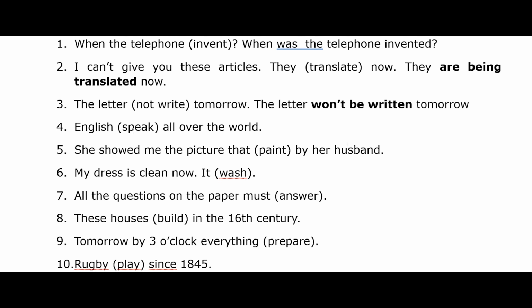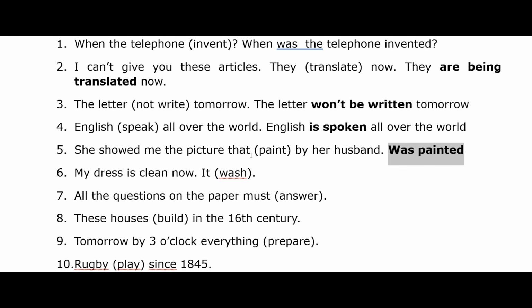Future. English all over the world. The present simple. English is spoken all over the world. She showed me the picture that I think was painted by her husband. She showed me the picture that was painted by her husband. My dress is clean now. It's the result. So we need the present perfect here. It has been washed. That is why it is clean now.